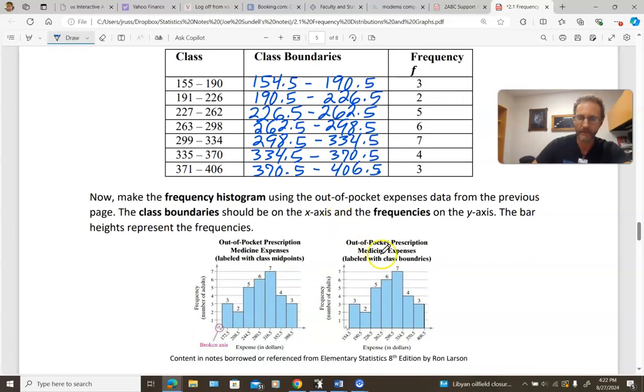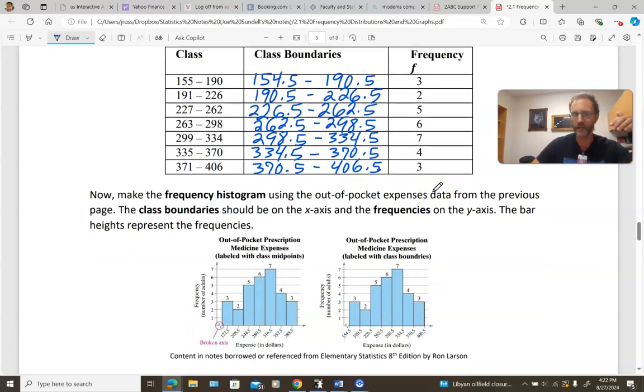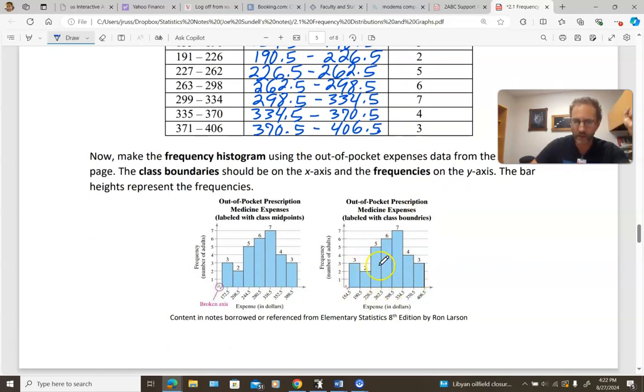Okay? And furthermore, you can see the height of each of these bars corresponds to the frequency of that particular class. So this bar has a height of 3, then 2, then 5, 6, 7, etc. So the nice thing about these histograms, guys, is I can look at this right here and I can get an idea of how the data is distributed, how these expenses are distributed. You can see most of the data is right here in the middle because this is where the 3 tallest bars are. So this contains the majority of the data.